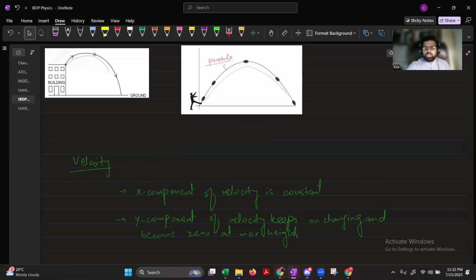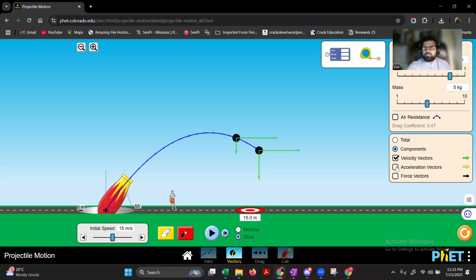So these are the two points that we can get from the analysis of the velocity vector in projectile motion. Now let's come to the acceleration one. You can see the y component is decreasing and now it is increasing again, and the x component is totally the same. Now let's see how acceleration will behave.